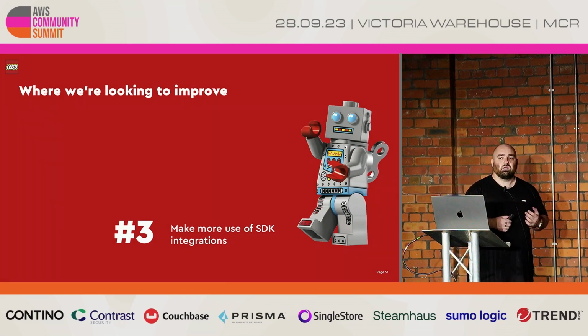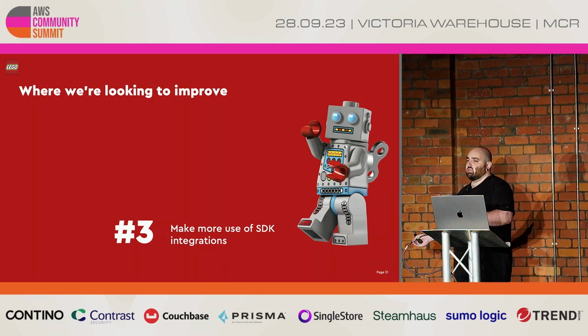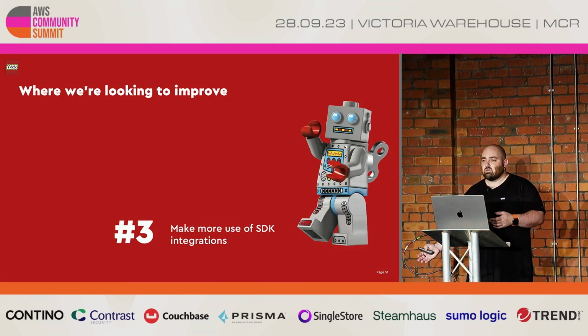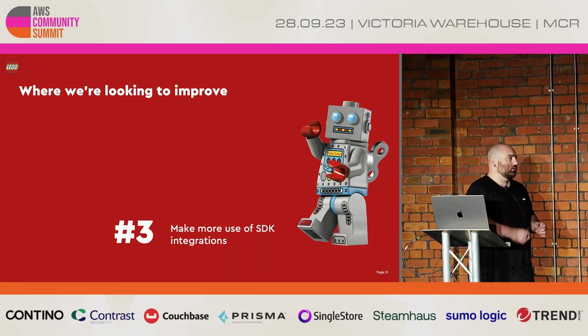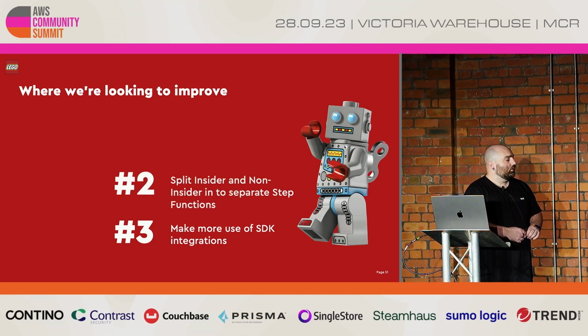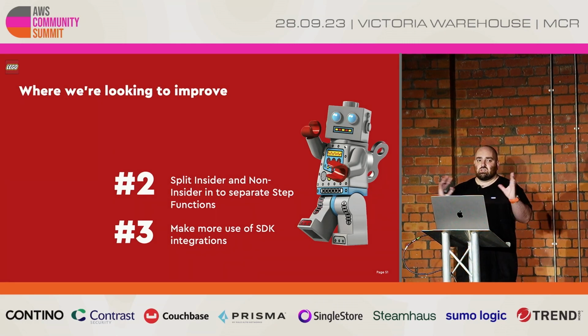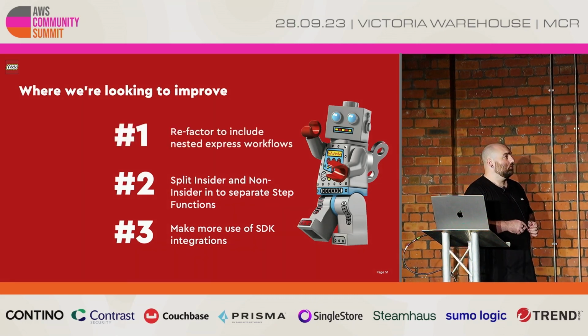Look at where we could remove some logic that might be being done in a Lambda function and have that done directly by a step within the actual execution. And we would also be considering the possibility of splitting the insider and non-insider into separate step functions, because whether or not we want to keep them in this single mammoth step function is debatable, so that's something we're looking into. And refactor to include nested express workflows.